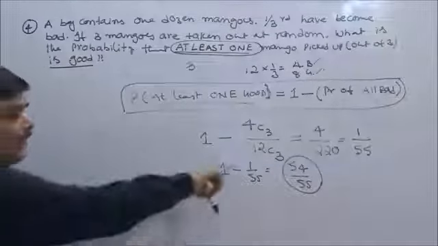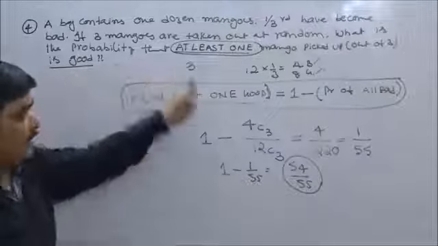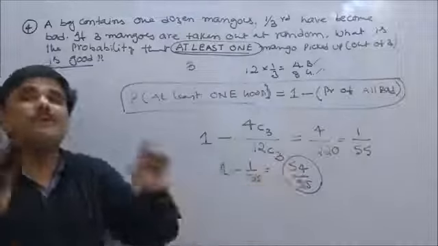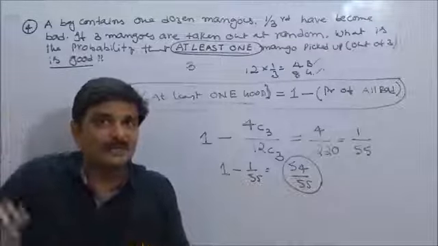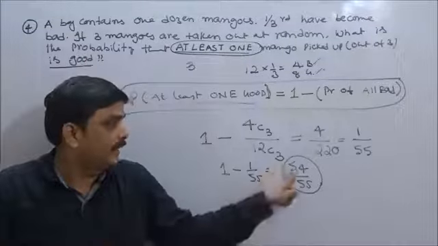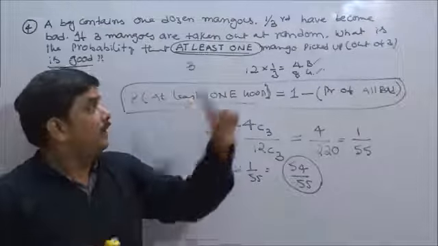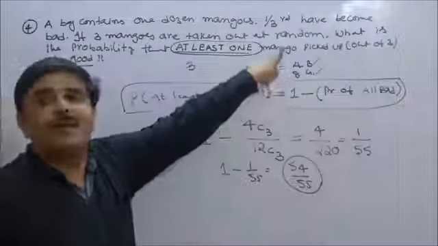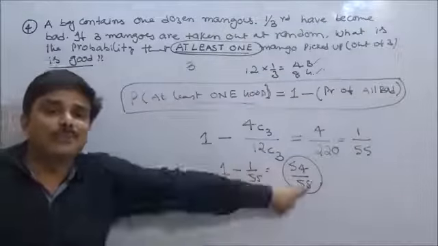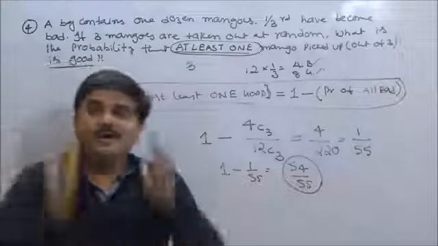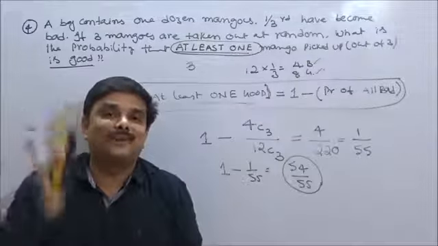Means what did you understand from this one? The probability of getting at least one good is 54 chances out of 55. What is the meaning of this one? For every 55 possibilities, 54 possibilities can be having at least one good. Because good population is more than that of the bad. Means almost it is close to 1. 54 out of 55 is the perfect way of doing the things. Hope you must have understood this one.